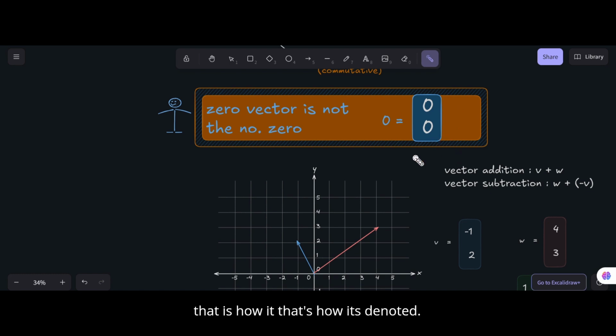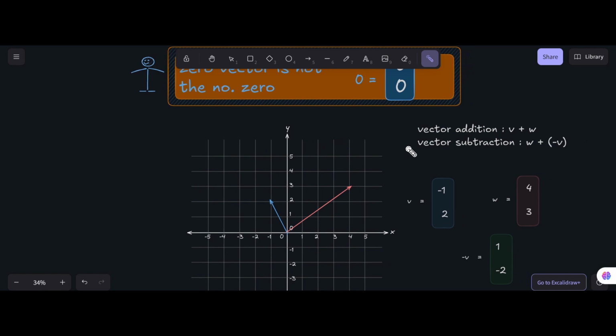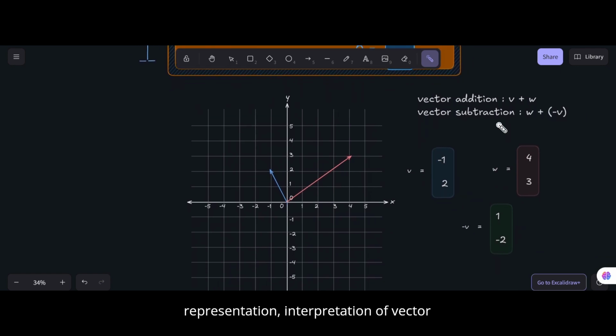so that's how it's denoted. Now why do I say that my vector 0 is not the same as the number 0? Because you can't add a number to a vector. Like if I say that I add a number 5 to an arrow of 2 comma 3, that wouldn't make any sense, right? So that is why I say that the vector 0 is not the same as the number 0. Okay, now let's come towards the graphical interpretation of vector addition and vector subtraction.